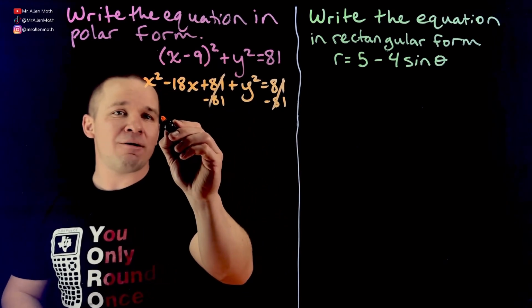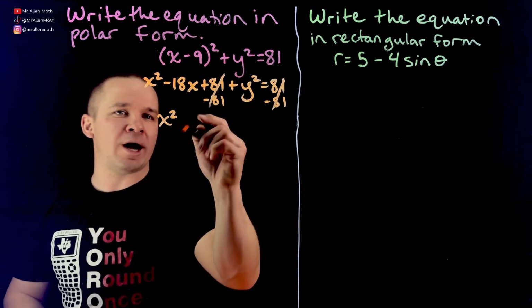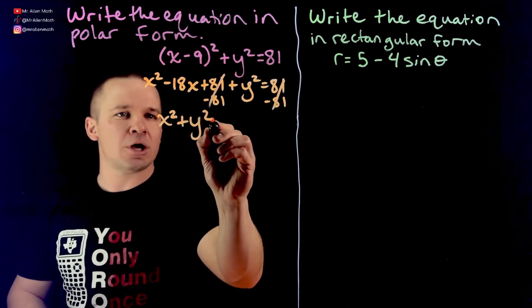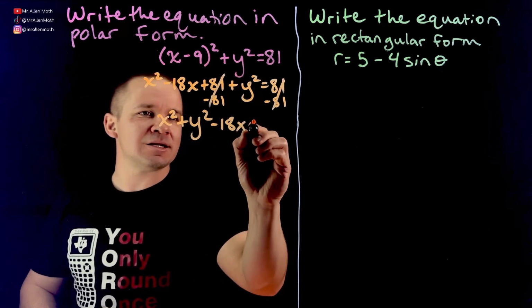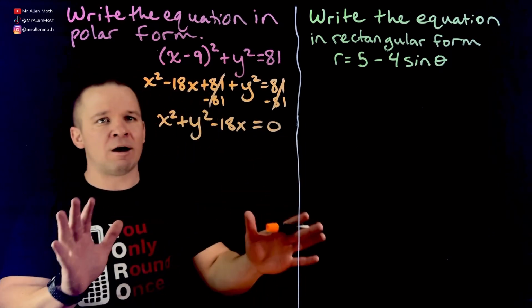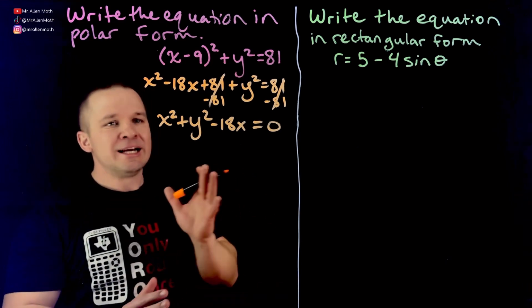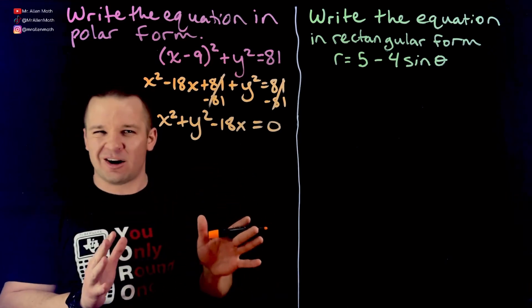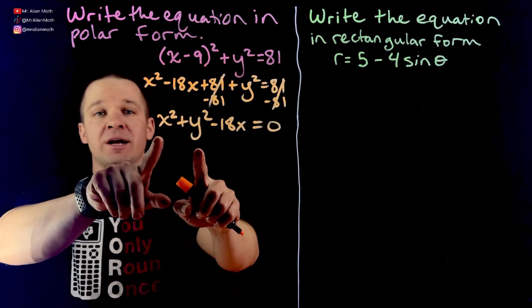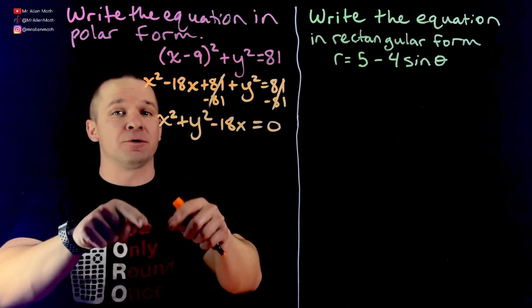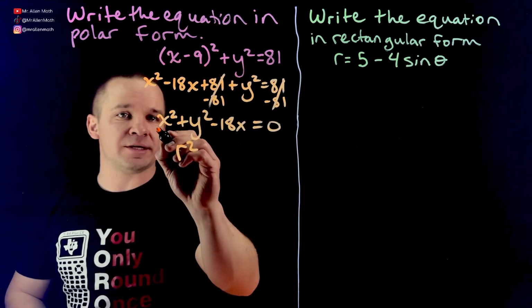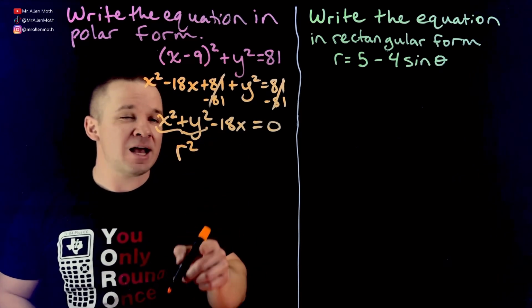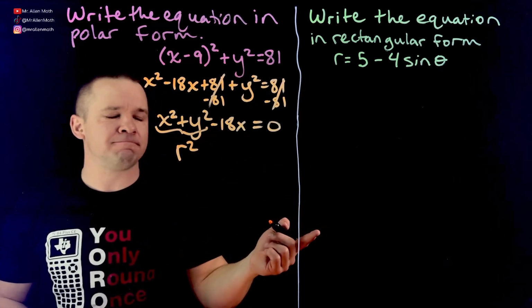Now I have x squared, and I'm going to put the y squared with it. That's advantageous to convert into polar form here. Minus 18x equals 0. Now we're ready to rock and roll. We're ready to get going into polar form now that we've got it all cleaned up. x squared plus y squared equals r squared. So I have r squared replacing those two, and then minus 18x.